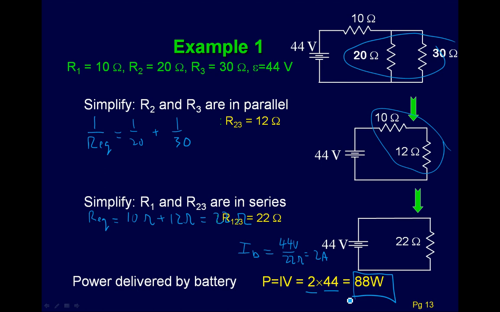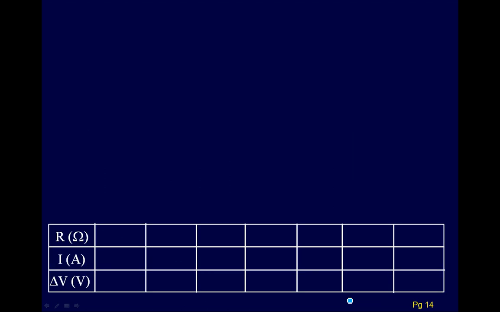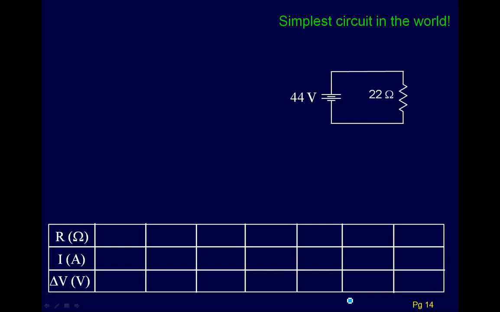Now another thing that we'll do sometimes is to go through and, kind of like we do with capacitors, solve for everything there is to know about all those resistors. And so let's do that too. So here we make a little chart like we used to for the capacitors with the resistance, the current, and the voltage. And so here we are, our simplest circuit in the world. The resistor is 22, the EMF is 44, and so to solve for the current, it's 44 volts divided by 22 ohms, and you get exactly 2 amps.